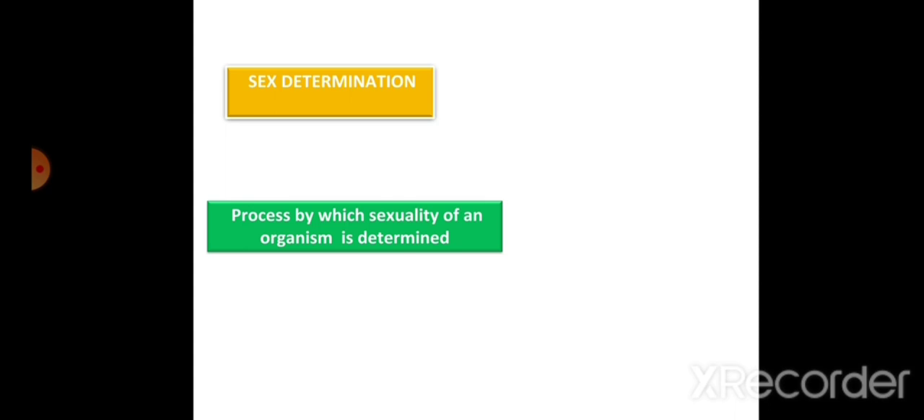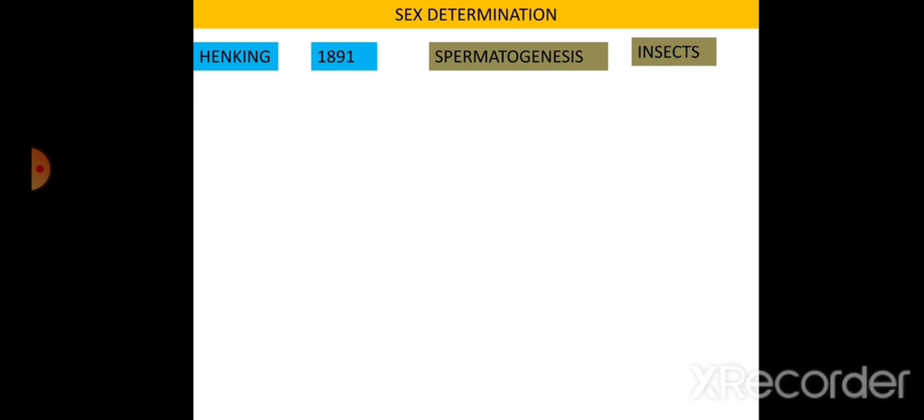The word sex is derived from a Greek term called sexes, which means collection of all the characters with which we can differentiate an organism producing egg from an organism producing sperm. Let's try to understand who was the first to study sex determination. It was Henking, in the year 1891, who became the first to observe spermatogenesis in insects.